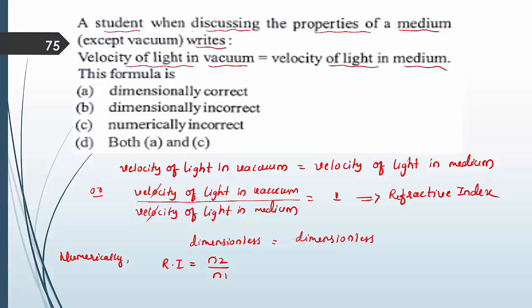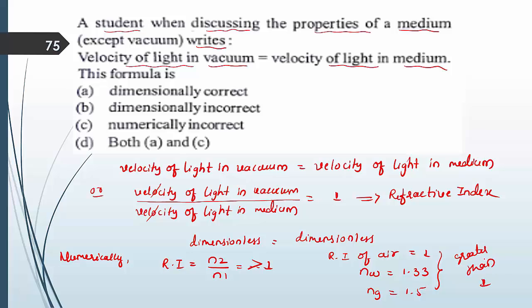So when we calculate refractive index, the answer is always greater than 1. Because you can observe refractive index of air is 1, refractive index of water 1.33, refractive index of glass 1.5. You can observe all the options. So these values are greater than 1.